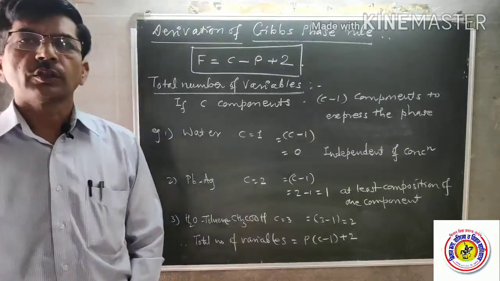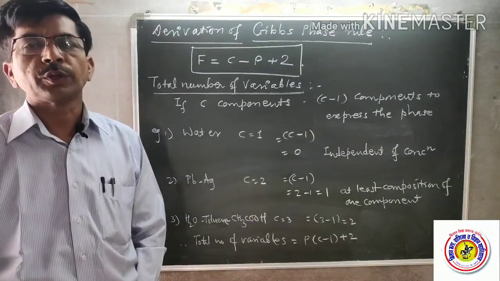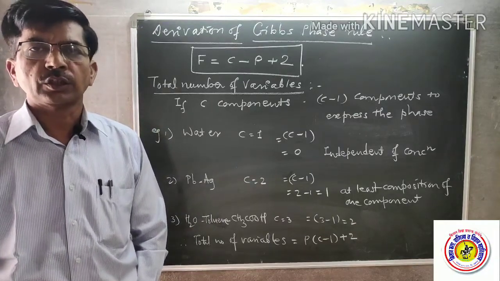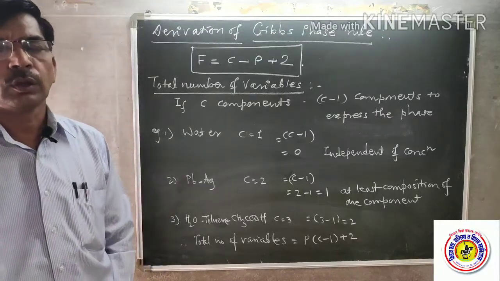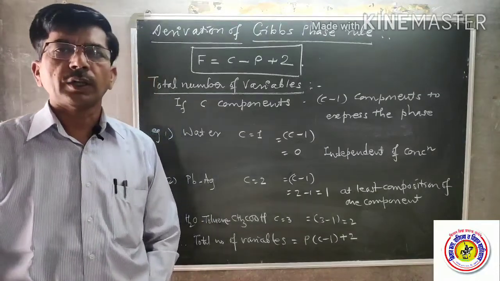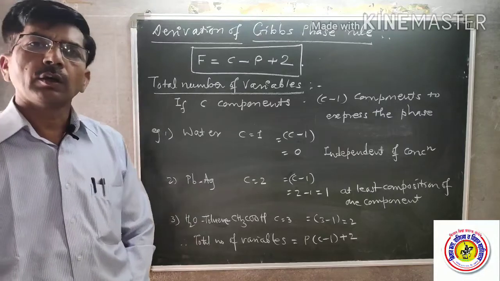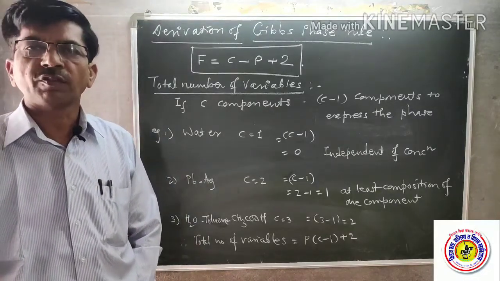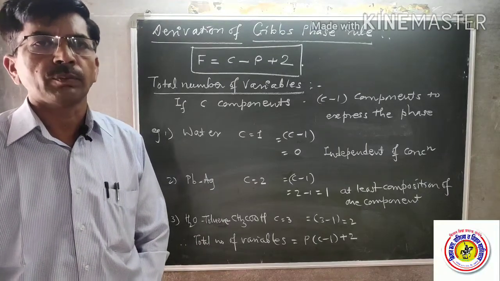Hello friends, today we are going to derive Gibbs phase rule. We have already discussed Gibbs phase rule in the previous lectures. Now what is Gibbs phase rule? Gibbs phase rule is a simple mathematical equation which gives us a relationship between the degree of freedom, number of components and number of phases in case of a heterogeneous equilibrium system.